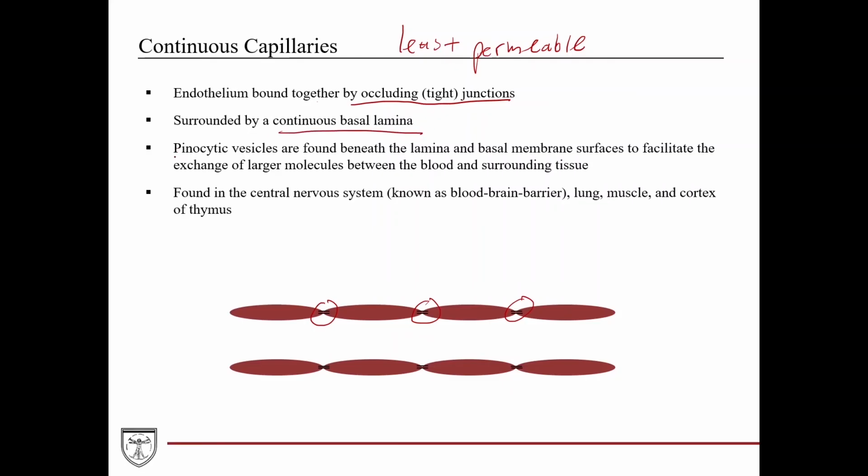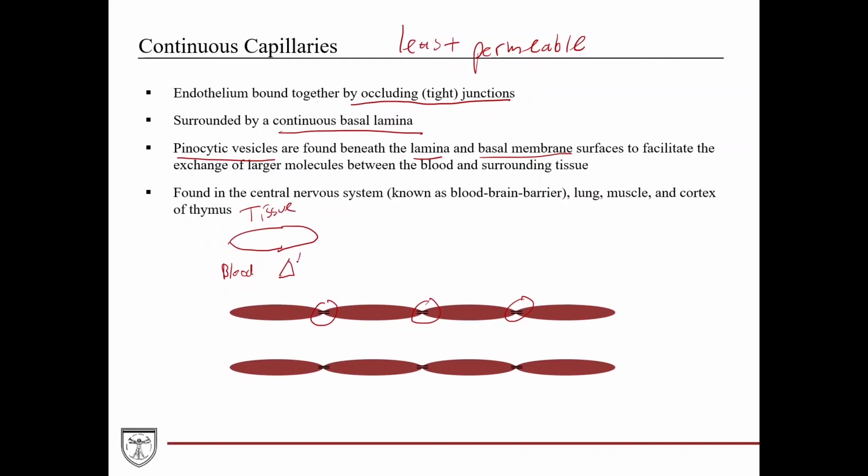You do, however, have pinocytic vesicles, which are part of a process called pinocytosis, which is essentially quote-unquote cellular drinking. These vesicles are found beneath the lamina and the basal membrane surfaces to facilitate the exchange of larger molecules between the blood and the surrounding tissue. So if you have a cell like this, and let's say you have a material like this triangle, and you want to get it from the blood here to the tissue.